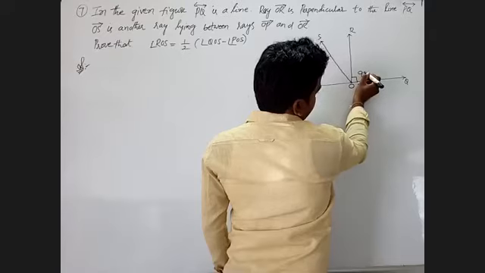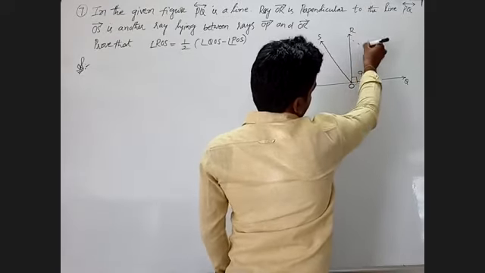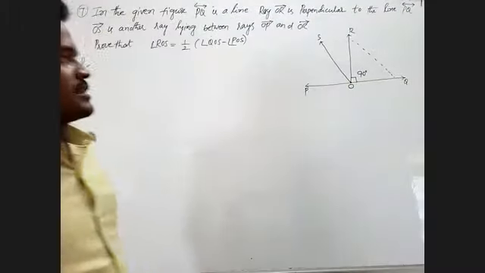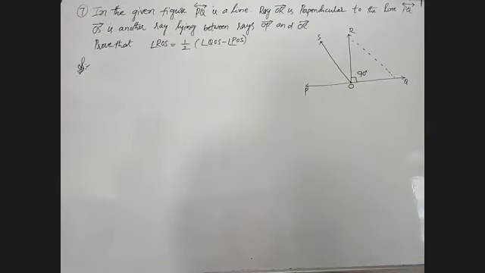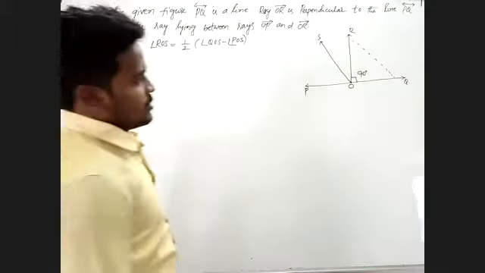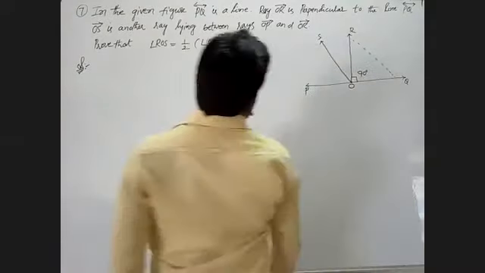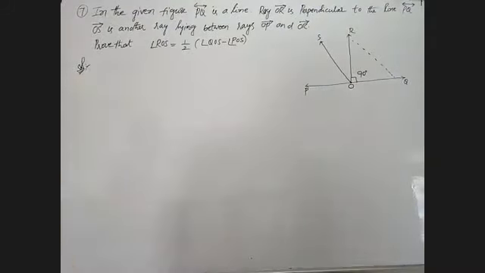It will form a 90 degree angle, so it forms a right angle triangle. Right angle triangle. That is right. Here also, OR is perpendicular to PQ.